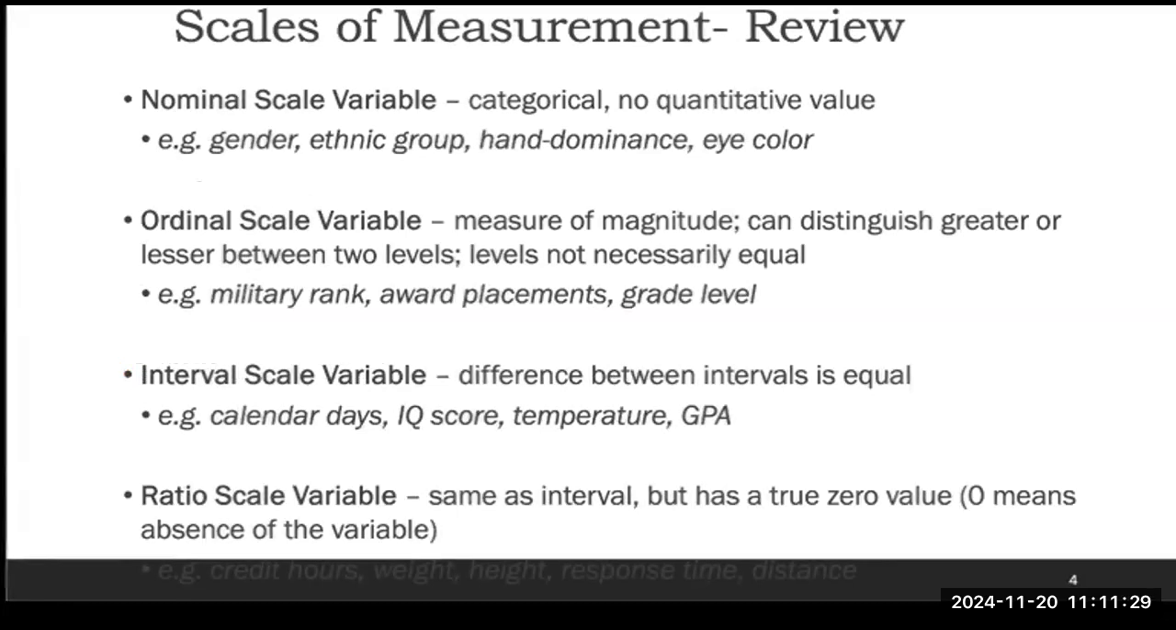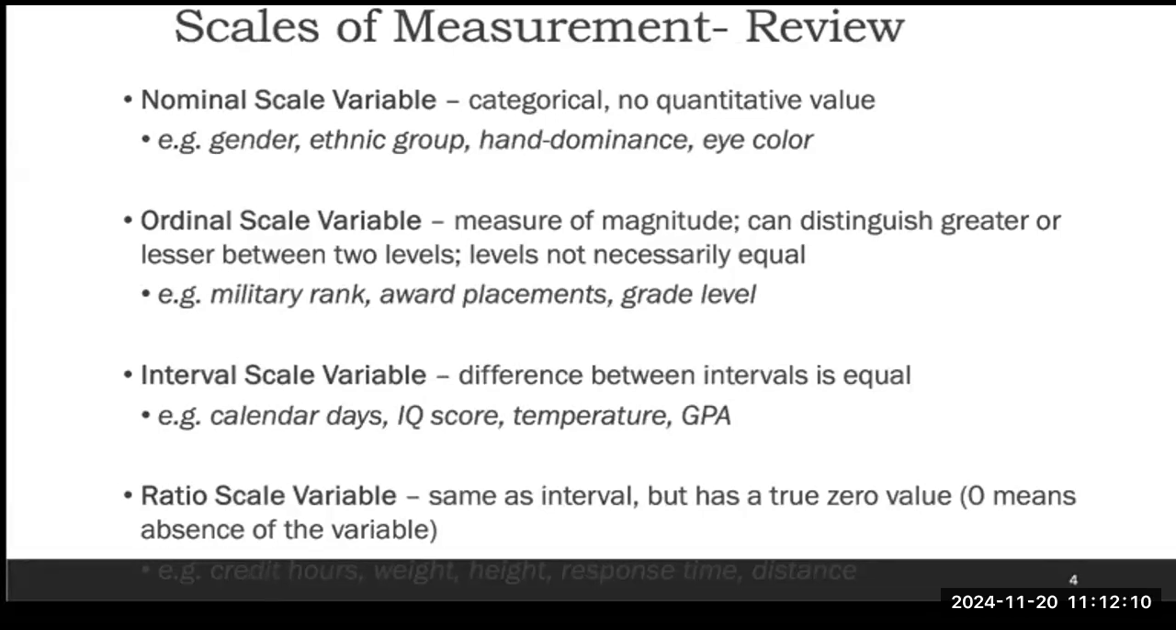Important also to keep in mind, again, our scales of measurement. Remember, we have 4 scales of measurement, and depending on the type of data you're collecting, that's going to determine what kind of statistic analysis you can do. So it's nominal scale. Remember that those are just categorical variables. We call that qualitative because it does not have a quantitative value. So examples of nominal scale variables would be gender identity, maybe ethnic group, hand dominance, right? Left-handed or right-handed or ambidextrous, eye color. These things are all different categories. They're not saying that one is better than the other.